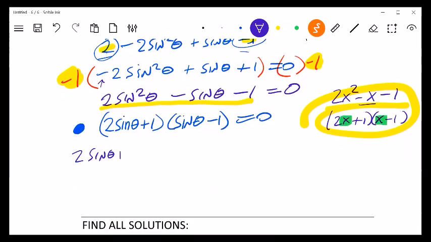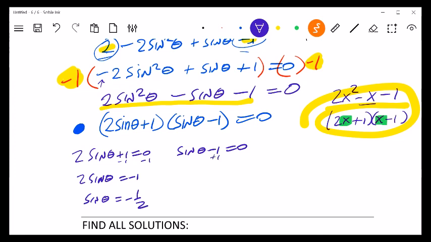2 sine theta plus 1 is equal to 0. Sine of theta minus 1 is equal to 0. So if I subtract 1 from both sides, 2 sine theta equals negative 1. Let's divide by 2. Sine of theta equals negative 1/2. Over here, I add 1 to both sides. Sine of theta is equal to 1. So let's find where those things are true.